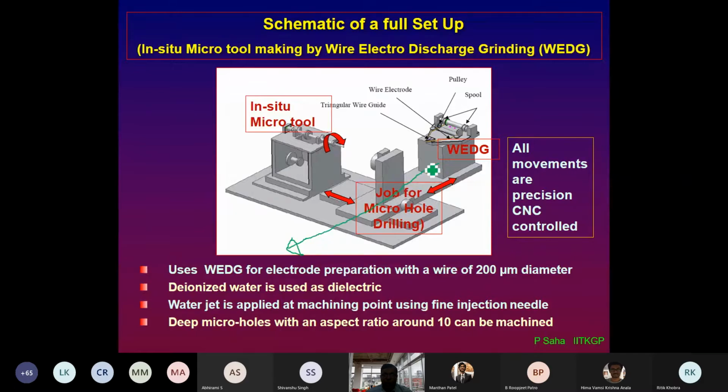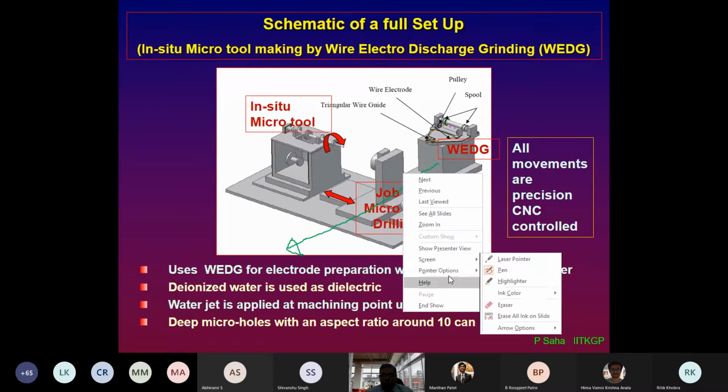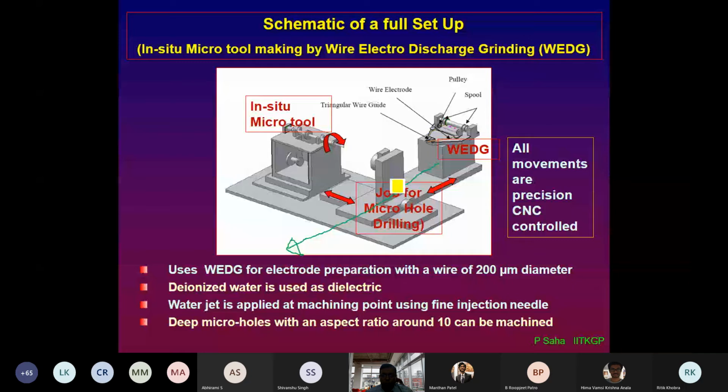So what is there? As step one, the WEDG portions will be brought over here. This will go over here, and the job holding device can be here because both of them will be moved together.